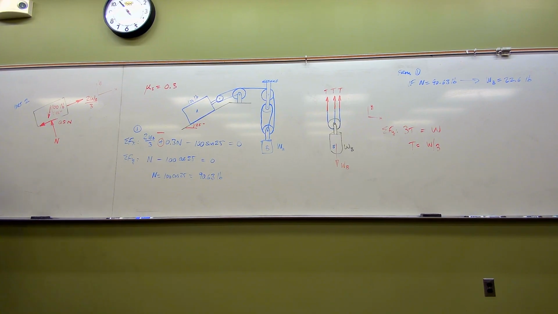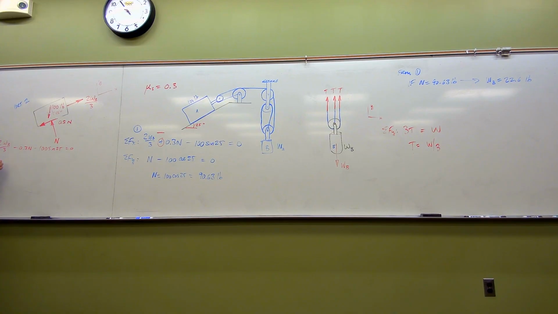So now if I go back and resolve my problem, if I work a new equation 1, let's just write this out. If I now sum force in the x direction, I'm going to have the following. I'll have 2WB divided by 3 minus 0.3 n. In other words, this just changed here. Minus the same 100 times the sine of 25 is equal to 0.